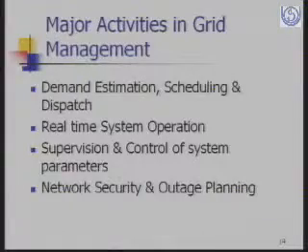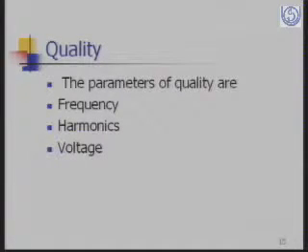The major activities in grid management are demand estimation, scheduling and dispatch, real-time system operation, supervision and control of system parameters, network security and outage planning. We'll go into all of these. First, the grid demand should be able to meet the quality parameters, which are frequency, harmonics and voltage. As we discussed earlier, the voltage has to be maintained within certain limits as prescribed under the IE rules.